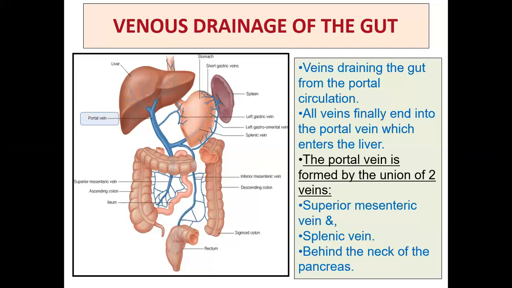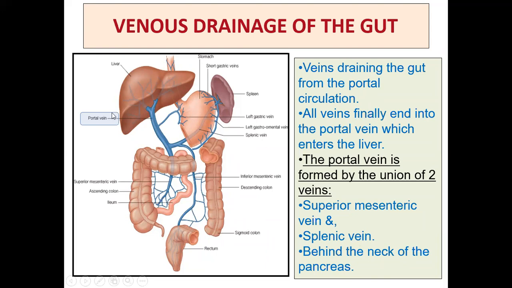Now coming to the venous drainage of the GIT, we studied the blood supply. Depending on its origin, the blood supply is different, but the venous drainage is slightly different and very unique. So veins draining the gut form the portal circulation. They drain and form something called the portal circulation, a very important circulation. All veins finally end into the portal vein.